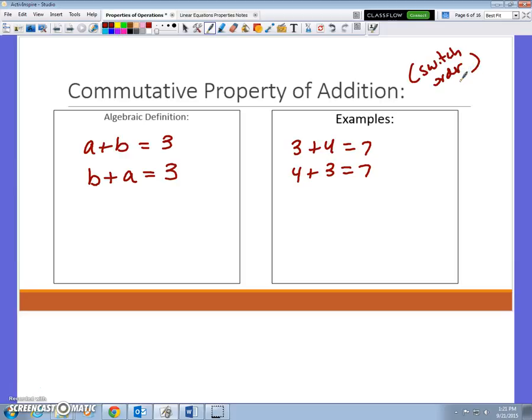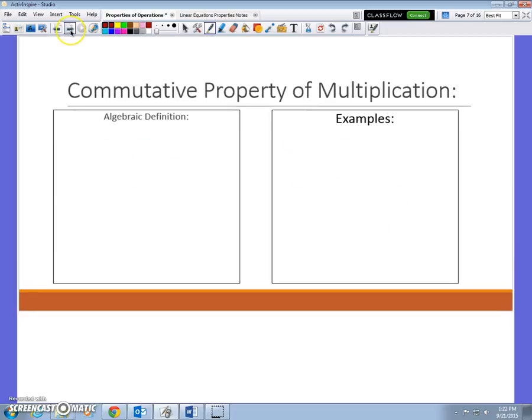Okay, and it also works with negative numbers as long as it's all held together by addition. Negative 3 plus negative 4 equals negative 7, or negative 4 plus negative 3 equals negative 7. Okay? Commutative property of addition. There's also a commutative property of multiplication. It says if AB equals 3, then so does BA. A times B or B times A equals 3. And once again, it's just a switch order.